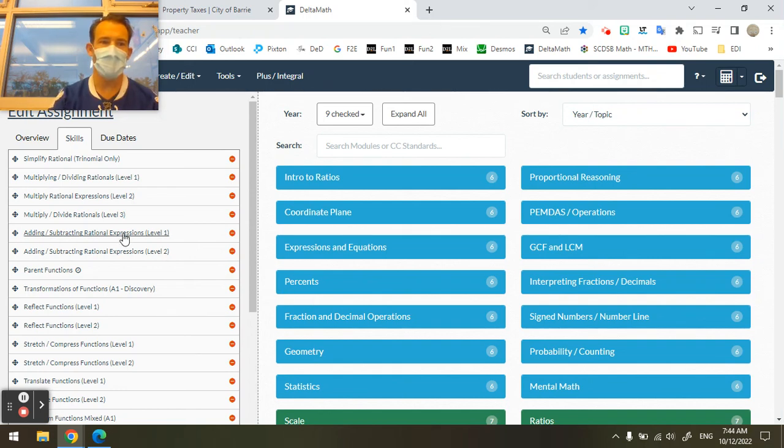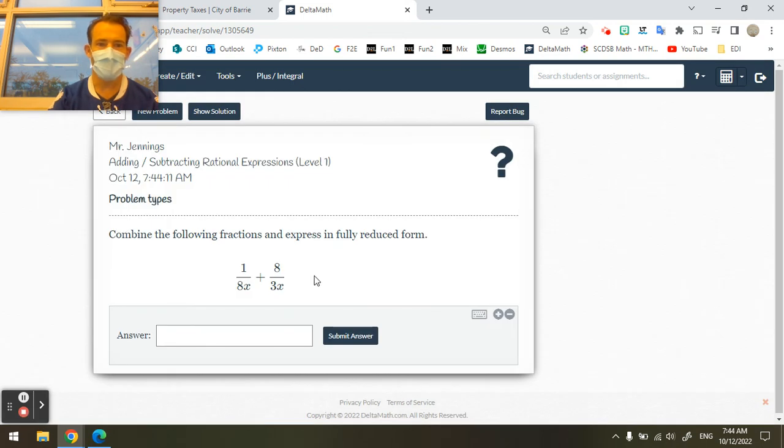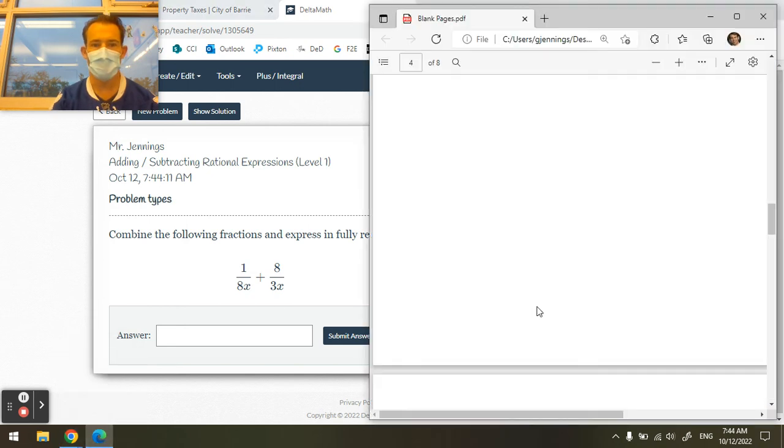Today we're going to be looking at adding and subtracting rational expressions. So you're definitely going to want some paper for these. So let's get started. Here we go. We're going to combine these fractions and express it in a fully reduced form. Okay, so this is what we're going to do.